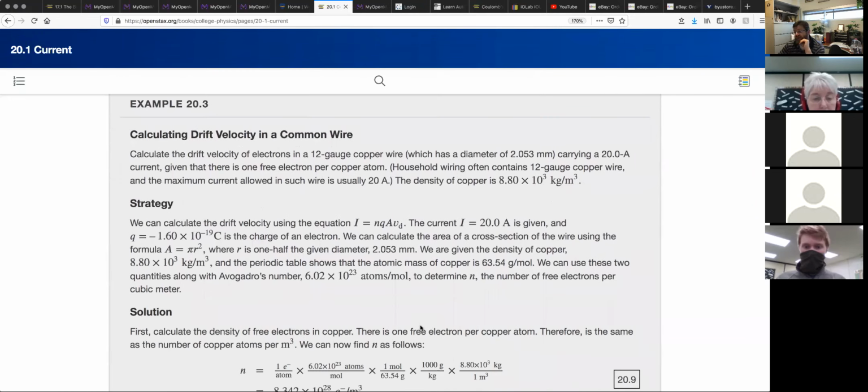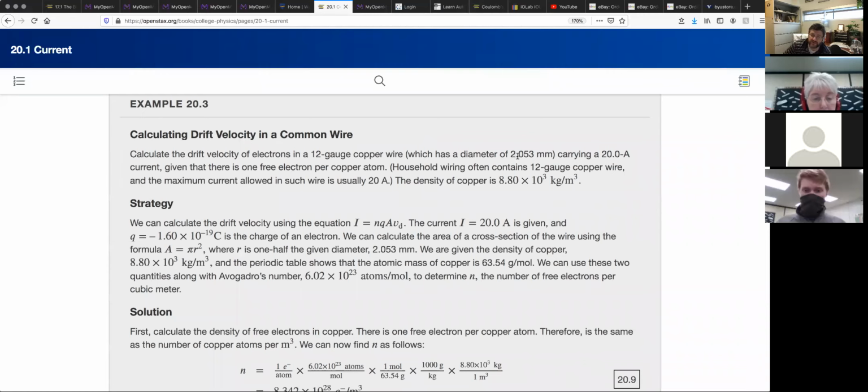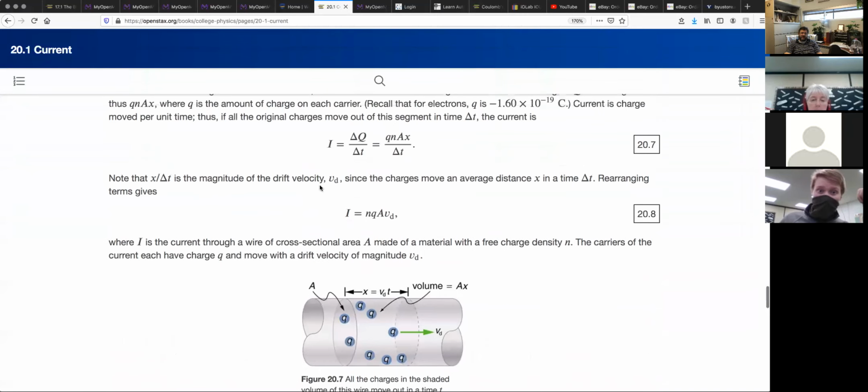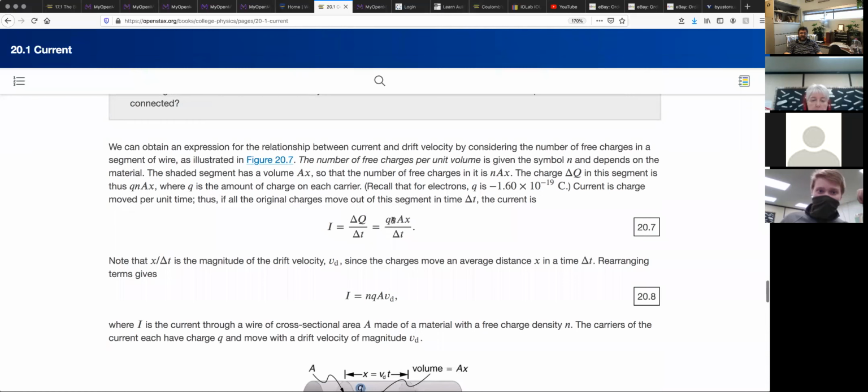So let's calculate the drift velocity in a common wire. We have 12 gauge copper wire, diameter of 2.053 millimeters, 20 amp current. And we're saying that there's one free electron per copper atom. So that's important. Remember, we said the number of free electrons is N. And then Q is the amount of charge on each carrier, so we're going to say that's the charge of the electron, 1.6 times 10 to the minus 19. And then we need to figure out the N number of charges that are carrying the current.